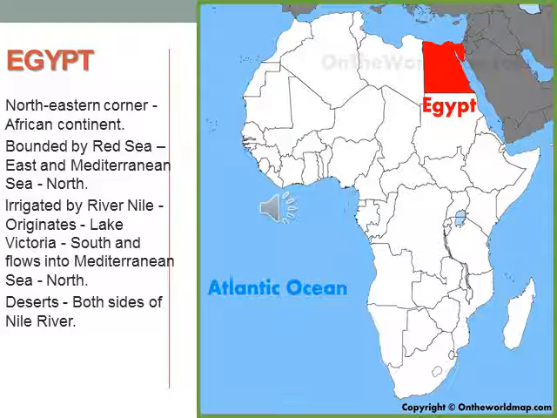In the south of Egypt, in Lake Victoria, the river Nile originates and flows into the Mediterranean Sea, which is in the north. That is, the flow of the river Nile is from south to north. Apart from the region of the river Nile, the remaining region of Egypt was desert. Deserts were seen on both sides of the river Nile.